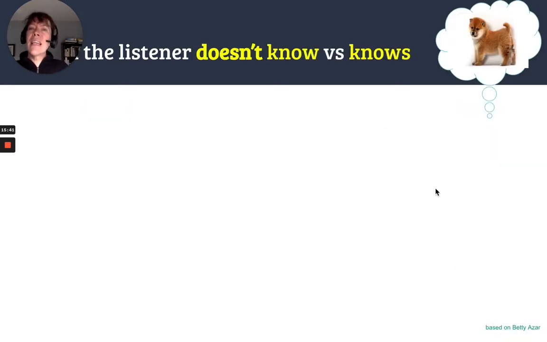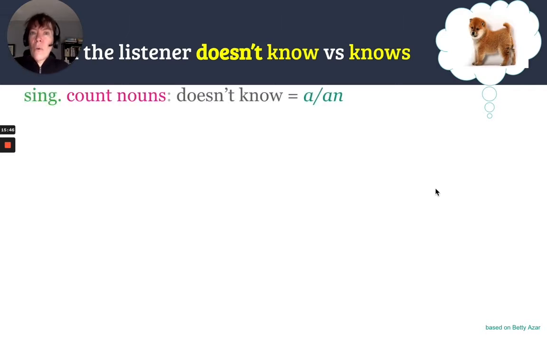Okay, so let's think about how this moves in a conversation. We start with a singular countable noun. We use a or an. Then as soon as the person knows what we're talking about, we change to the.